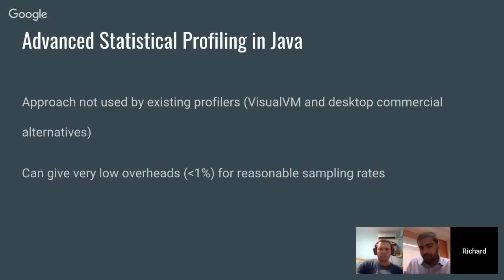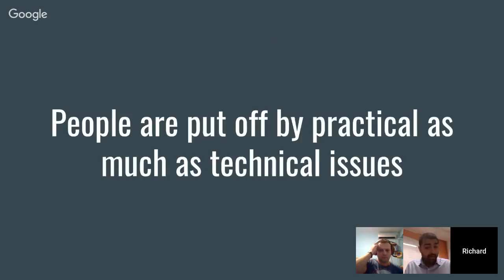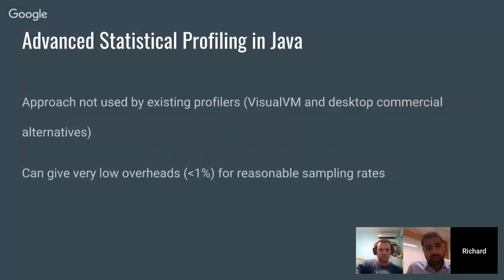It's really started to become popular the last few years, but you can have very low overheads. You can choose a reasonable sampling rate and have overheads that are almost immaterial in production. And there are open source profilers that indeed do this. Things like Honest Profiler, which is written by Richard here, Async Profiler and such like, use this approach.